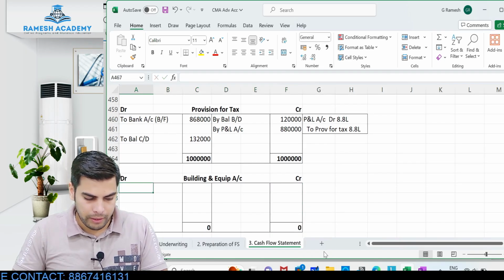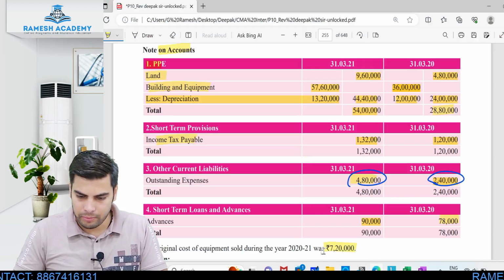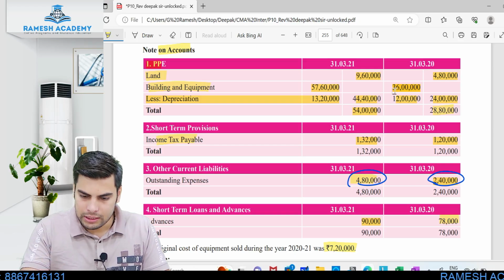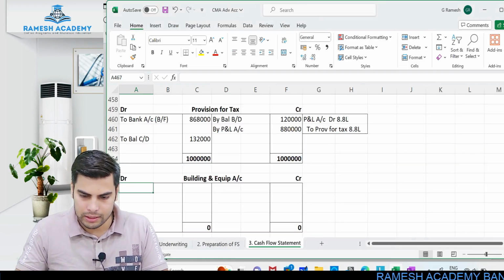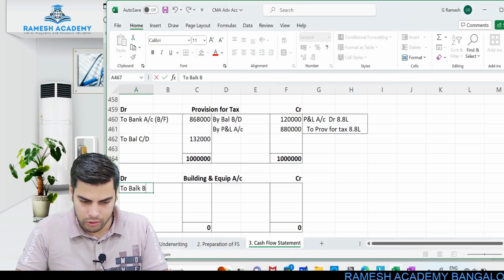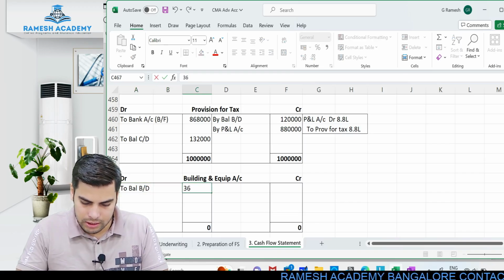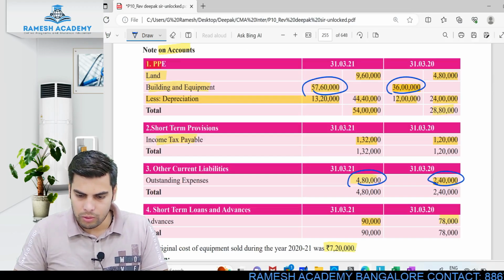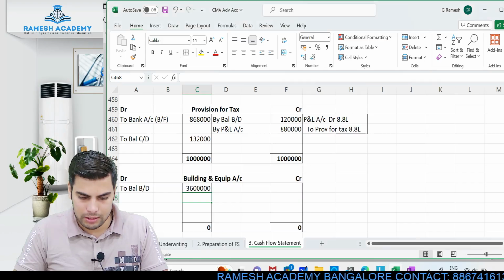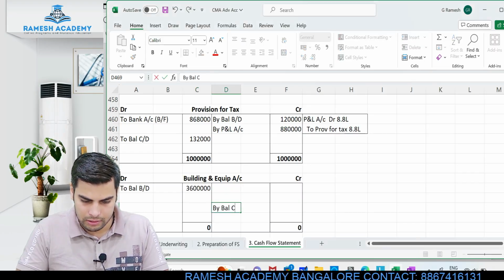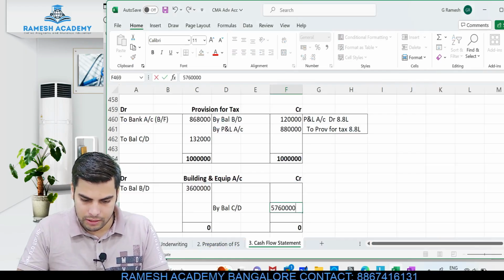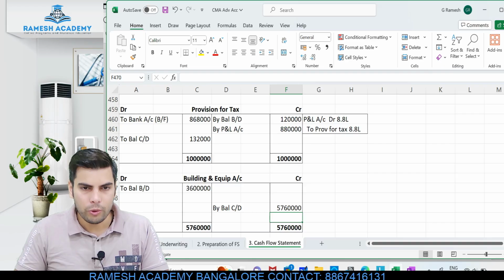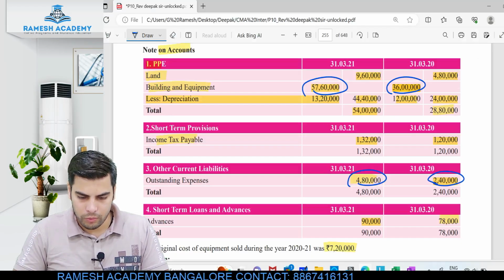What about the opening balance? How much is the opening balance of building and equipment? 36 lakh. This is the opening balance, 36 lakh, and this is the closing balance. So, to balance brought down, 36 lakh. And what about the closing balance? 57,60,000. So, by balance carried down, 57,60,000. And then they have told that the original cost of the equipment sold was how much?